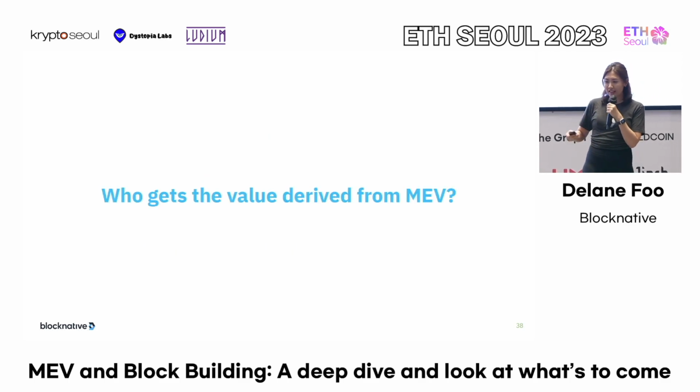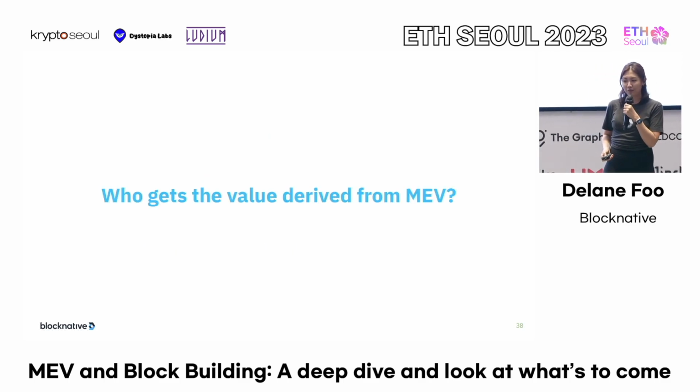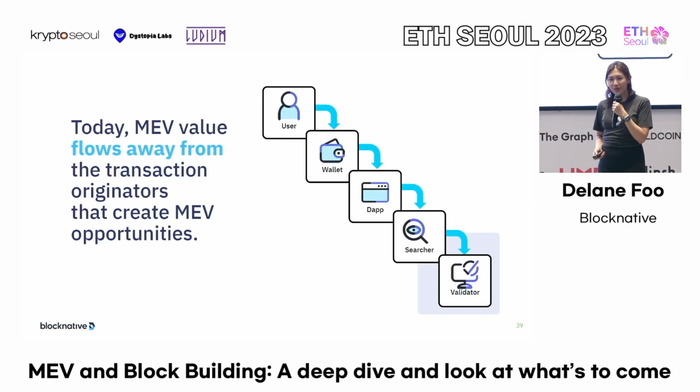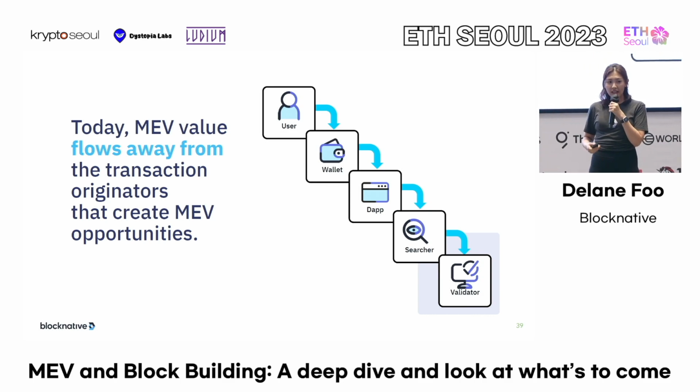So who gets the value derived from MEV? Here's the situation today. Today, MEV value flows away from the transaction originators like you and I that create these MEV opportunities to the searchers and the validators. And that's because the users don't have the power to express their preferences to the network. So that's the situation right now.